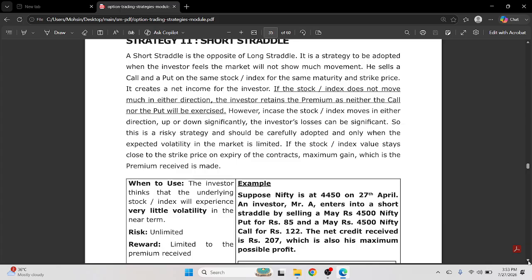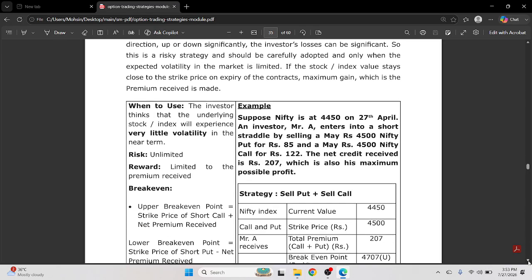But in the short straddle, we believe that the market is not going to break a certain level and the market will remain in a particular range. So instead of buying the call option and put option, we do the opposite. We just sell the same strike price call option and the same strike price put option and receive the premium.